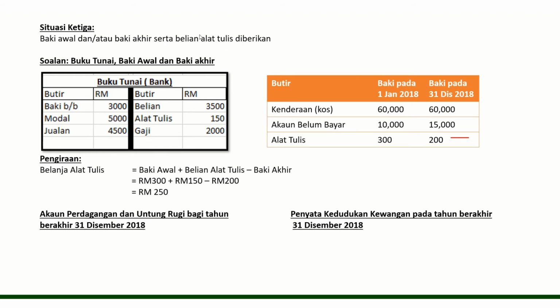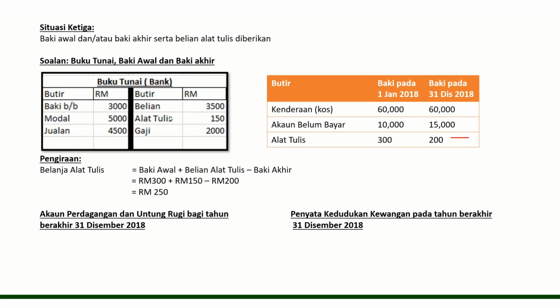So how do you know which one is the belian? How do you know which one is the baki awal? How do you know which is the baki akhir? Okay, now let's go into the question. Okay, so what did they give in the question? The question gave buku tunai, baki awal dan baki akhir. So this is your buku tunai.